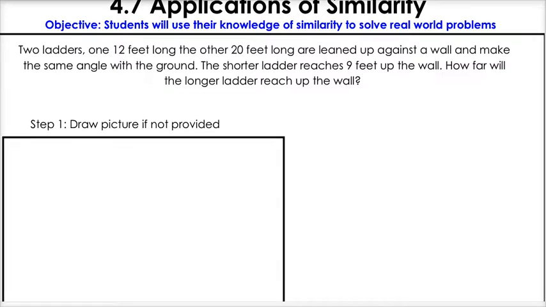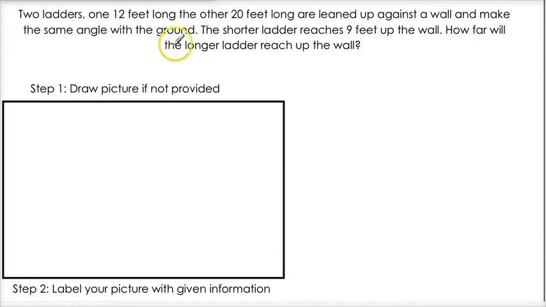Let's get into it. Two ladders, one 12 feet long and the other 20 feet long, are leaned up against the wall and make the same angle with the ground. The shorter ladder reaches up 9 feet to the wall. How far will the longer ladder reach up the wall? Now, this is a word problem that's going to involve similarity, and I'll show you why. But before we even get started, we're going to just draw some pictures.